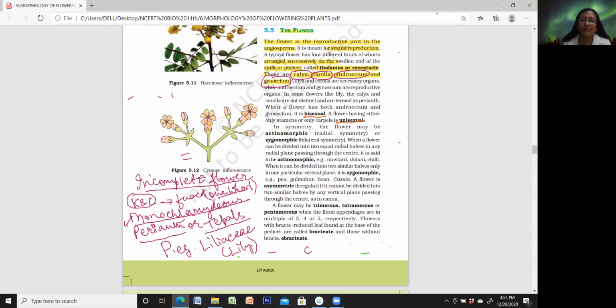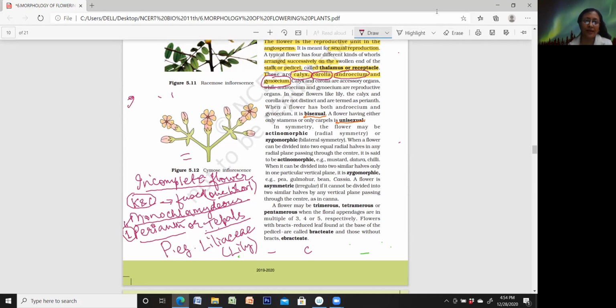So it is monochlamydeous. Similarly, for an incomplete flower, I'm putting this as 1 and writing the second here. The second thing about the incomplete flower would be when they are unisexual.